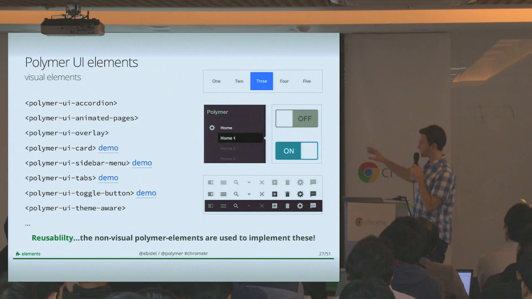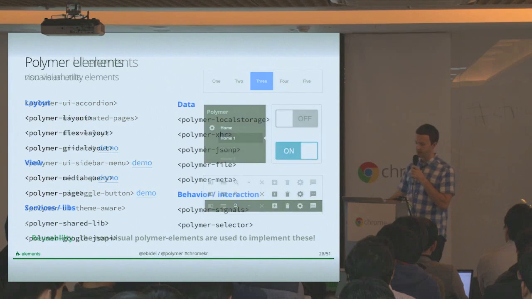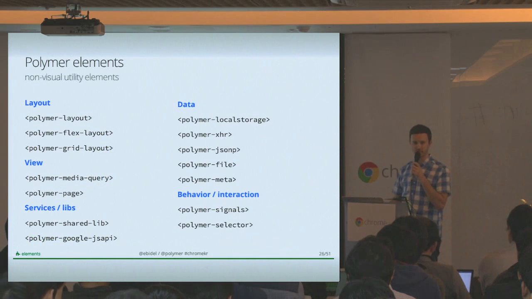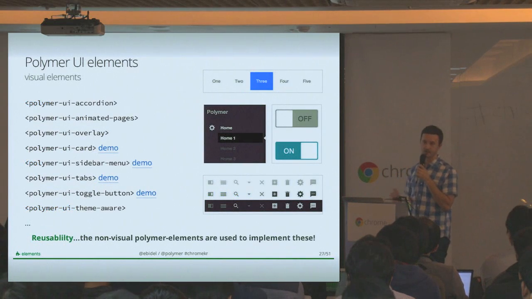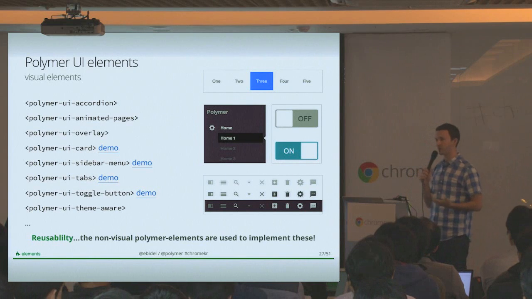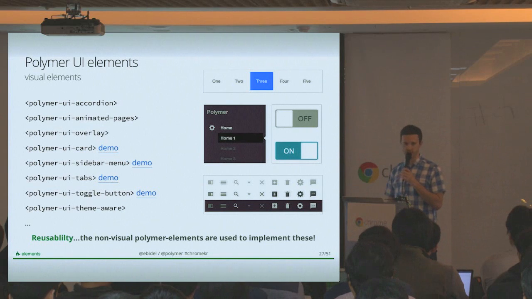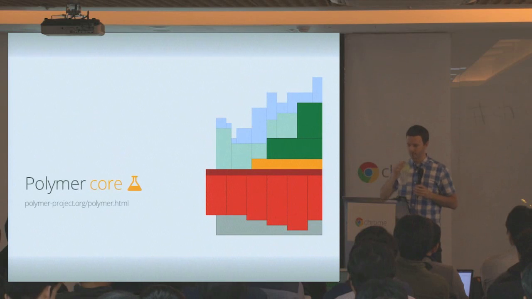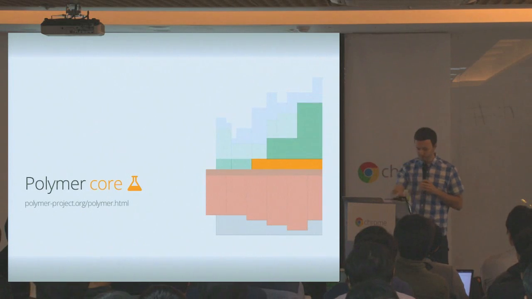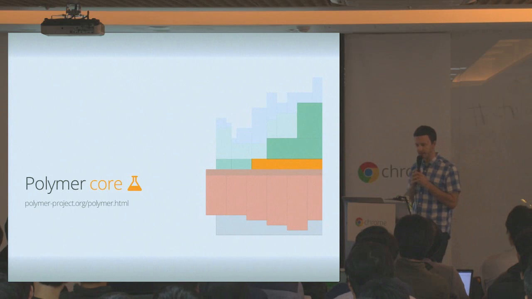A lot of these, I will mention, the Polymer UI elements, use those underlying non-visual elements to get the job done. So they reuse the components, and that's actually one awesome benefit of web components, that they're reusable. You don't have to start over each and every time you create an app. You can reuse existing functionality and mix in new functionality. So that's a little bit about thinking declaratively as elements first.